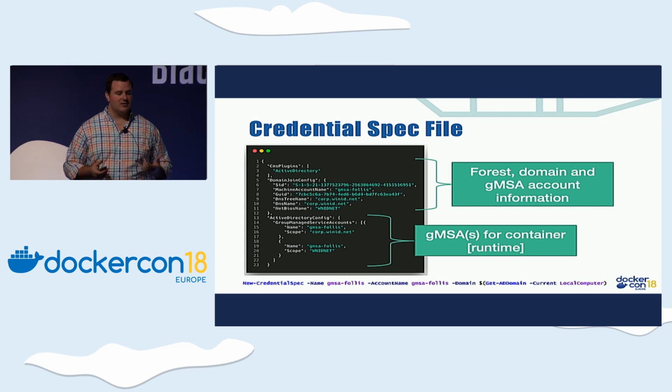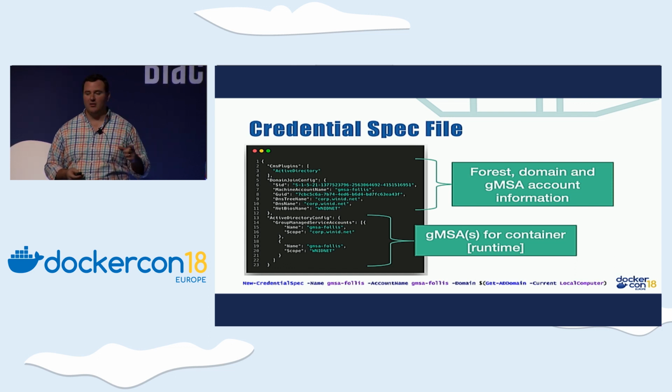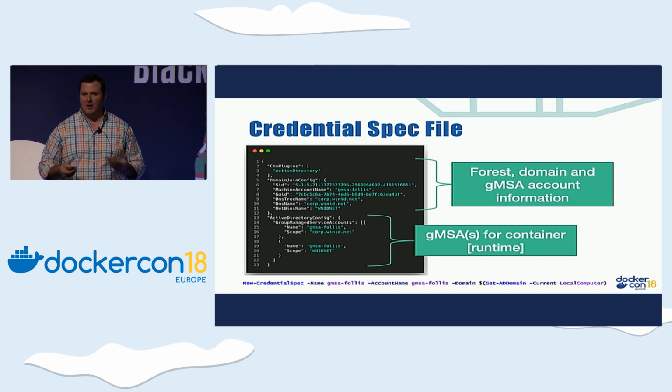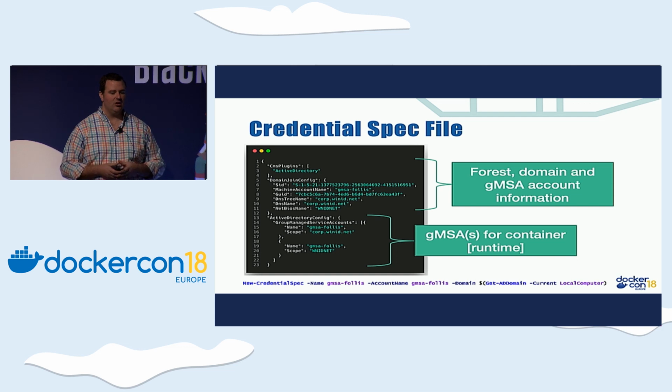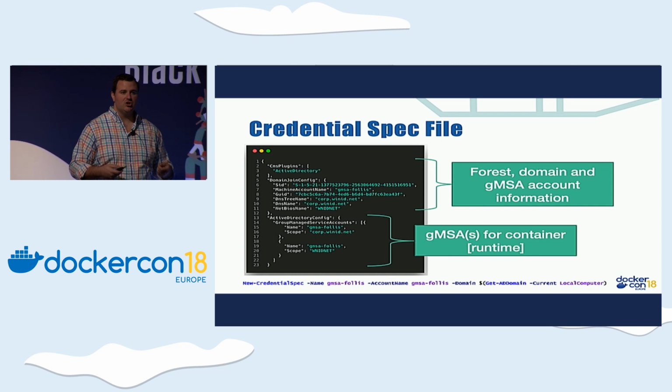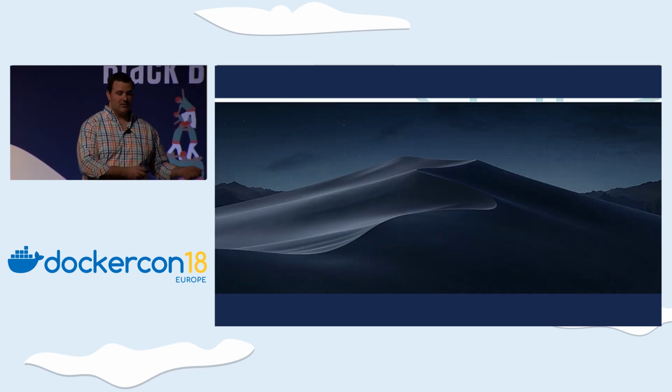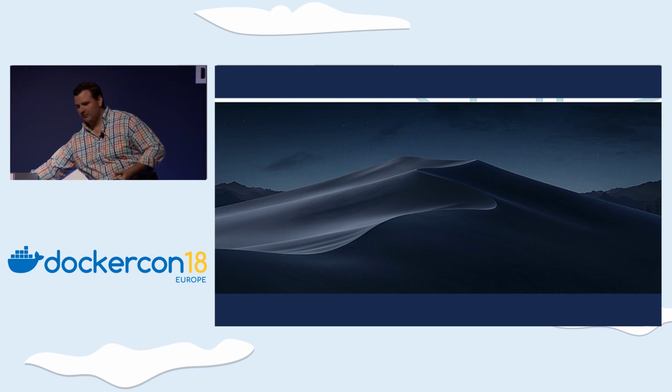It's really two blocks. One is some information around your domain. So information about the forest, information about the domain that you're using, NetBIOS, kind of basic domain information, location information. Secondly, we pass in the gMSA account information into that cred spec. And so we can have one gMSA. We can have multiple gMSAs. You don't have to have just one.